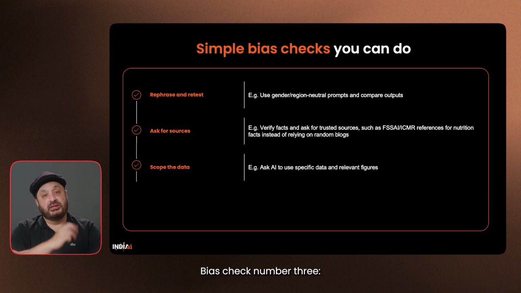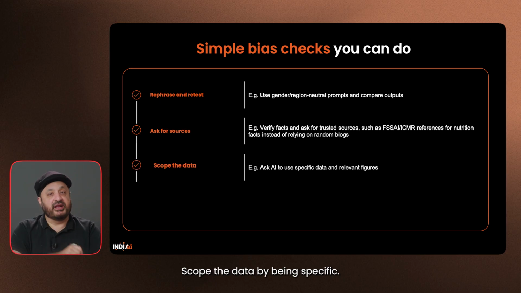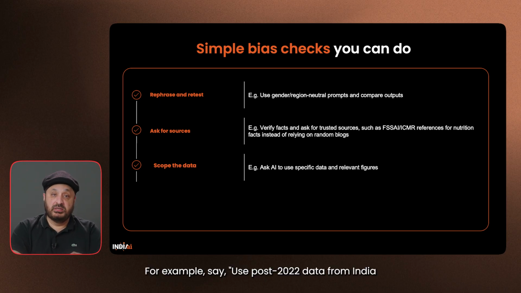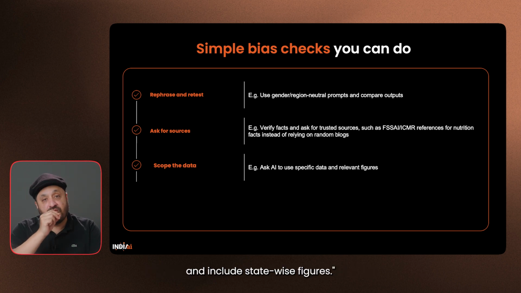Bias check number 3. Scope the data by being specific. Instead of asking for general statistics, you can narrow what the AI looks for. For example, say, use post-2022 data from India and include state-wise figures.